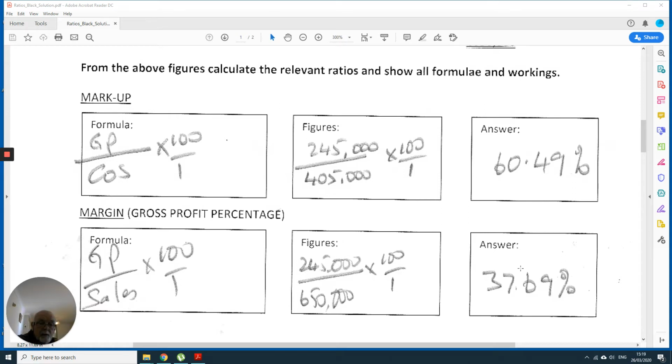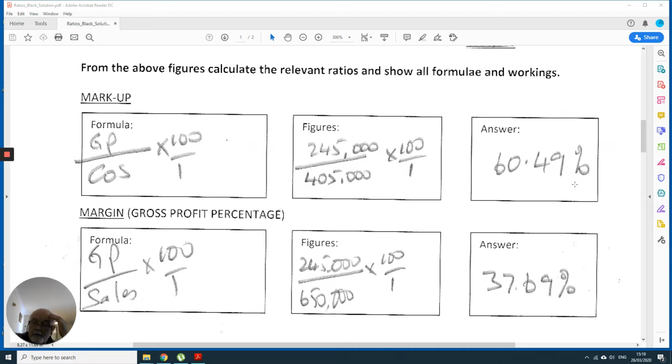They're a bit finicky about these things in the exam. For example, if you gave an answer there of 60.5, you could lose 1 mark for not putting down 0.49, and believe it or not, another one for not writing down percentage.